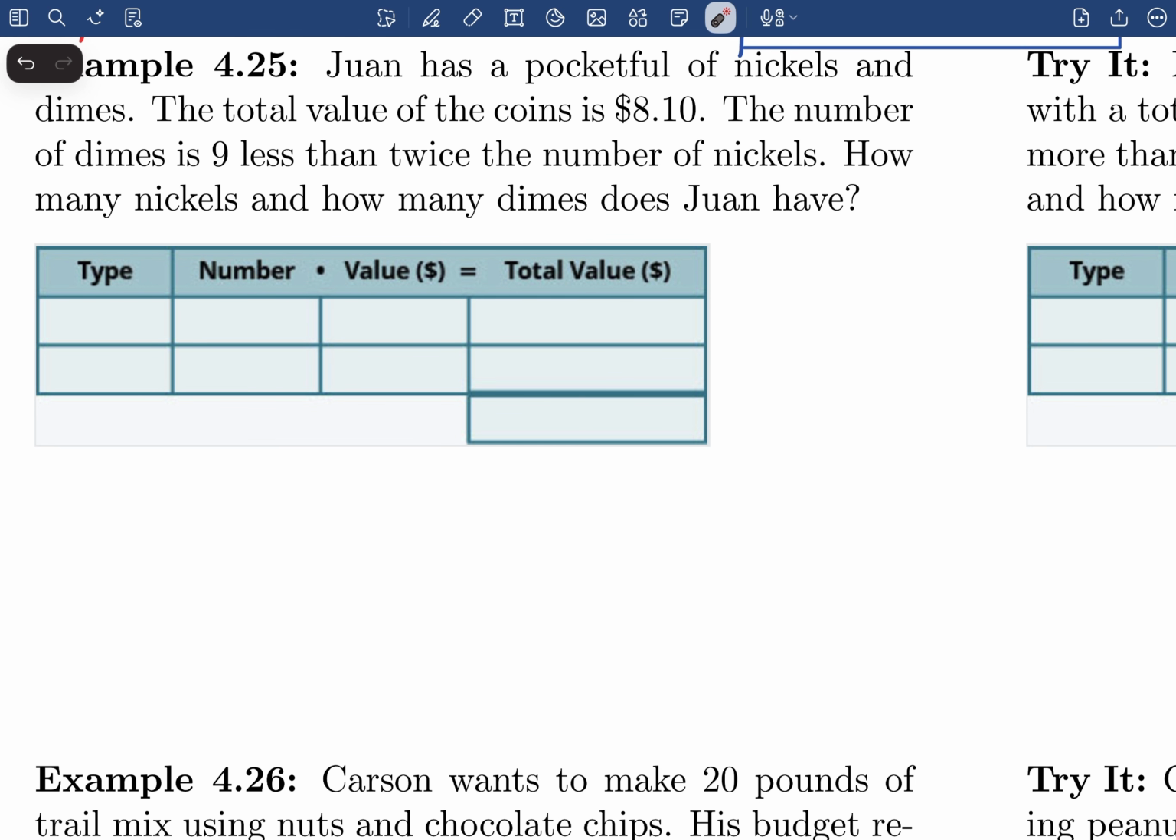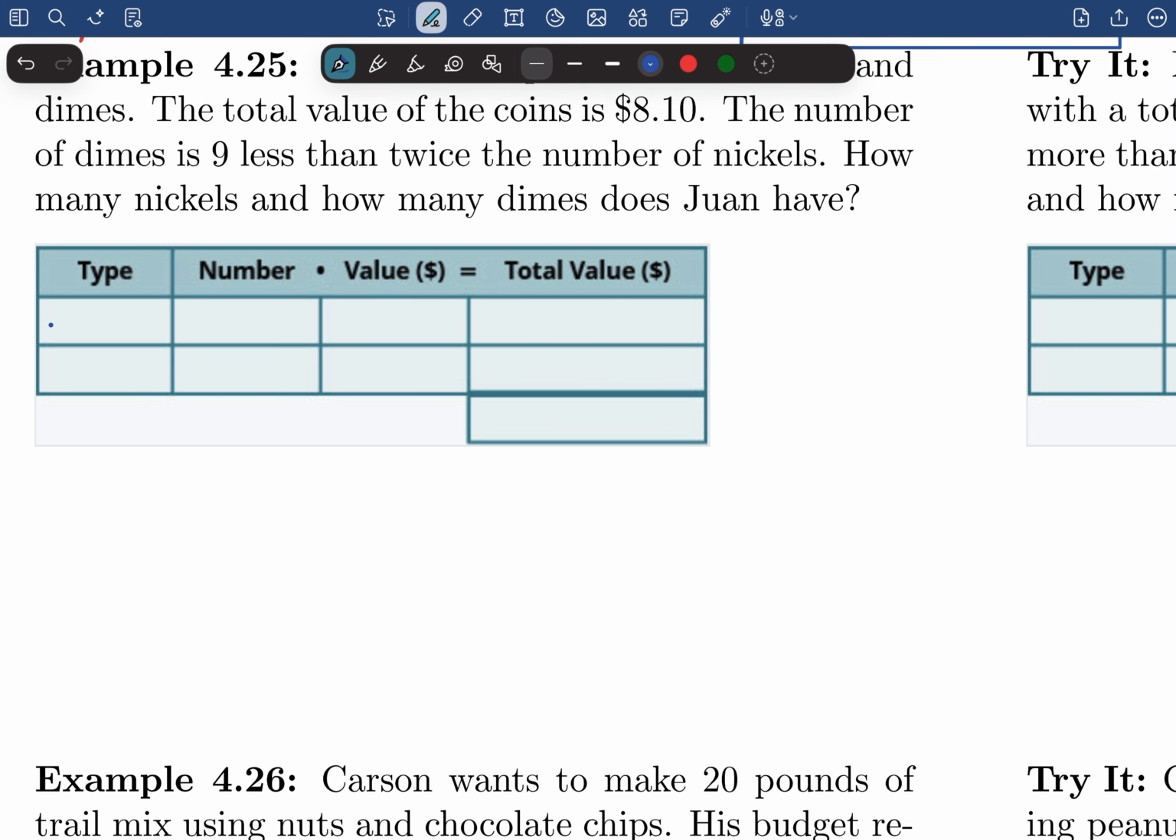Juan has a pocket full of nickels and dimes. The total value of the coins is $8.10. The number of dimes is 9 less than twice the number of nickels. How many nickels and how many dimes does Juan have? All right, well, what type of coins are we dealing with? This is a coin problem. We have nickels, we have dimes.